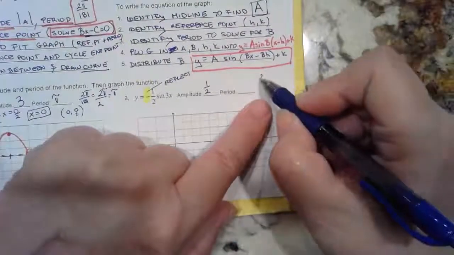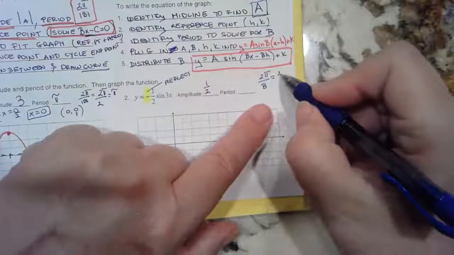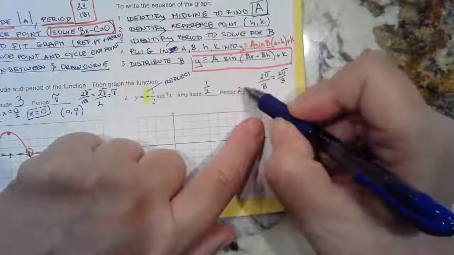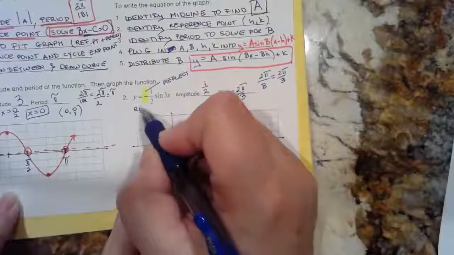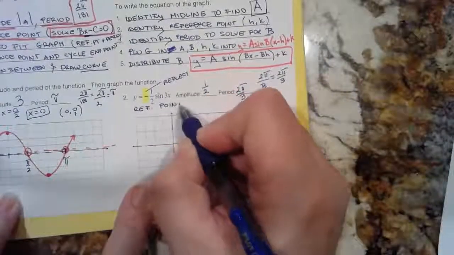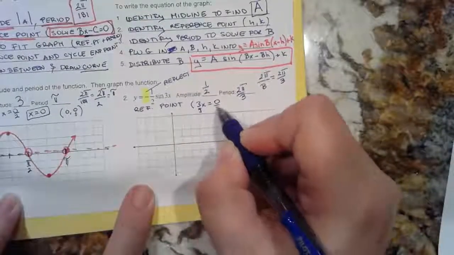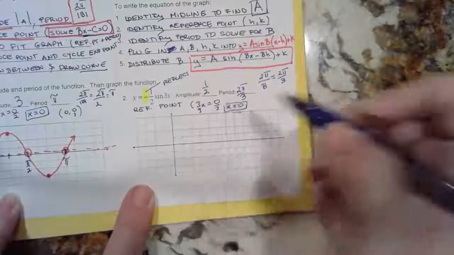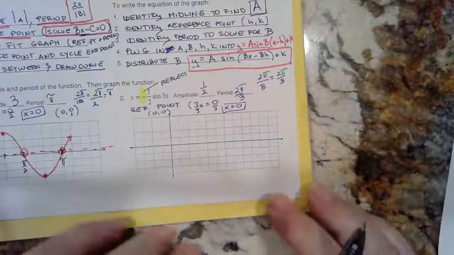My period, I'm going to calculate, so it's going to be 2 pi over b, and in this case, my b is 3, so it's going to be 2 pi over 3. So my period is 2 pi over 3. I need to find my reference point. And so that's going to be 3x equals 0. X is equal to 0. Nothing after the 3x. So my reference point is going to be 0, 0. Okay, 0, 0. So let's start. Reference point is 0, 0.